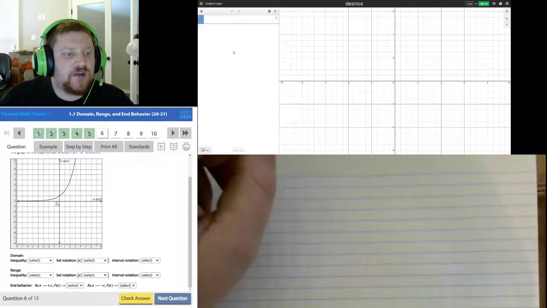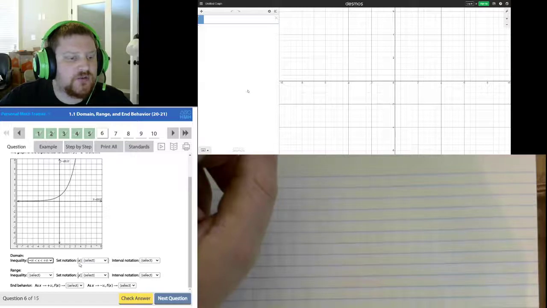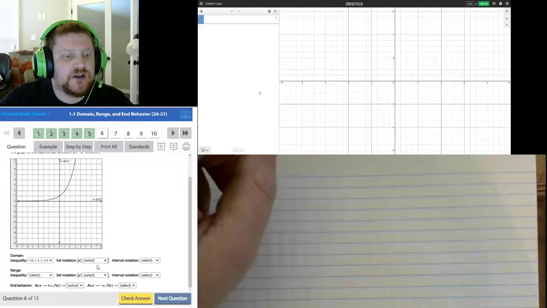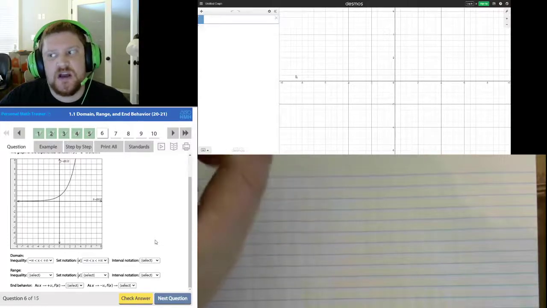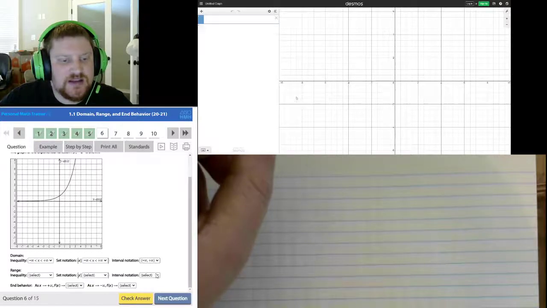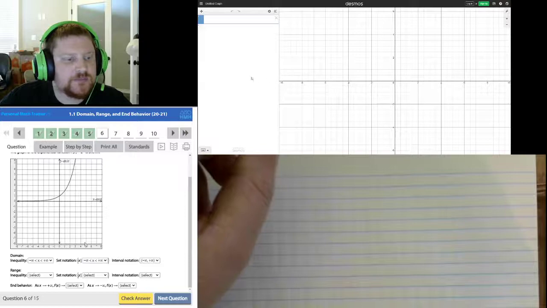So our domain, how far left does it go? Never stops. How far right does it go? Never stops. So negative infinity to infinity. Again, be careful with your directions. And it's never equal to when we have infinity. Set notation, we're just going to pull that directly in there. And interval notation, negative infinity, comma infinity. Again, it's not equal to, so make sure we don't have the closed brackets but the open parentheses.